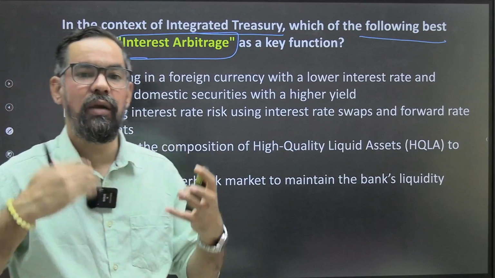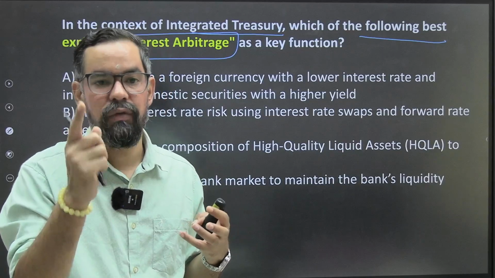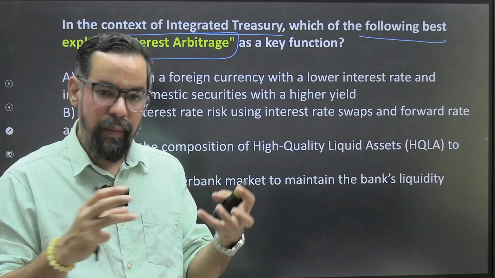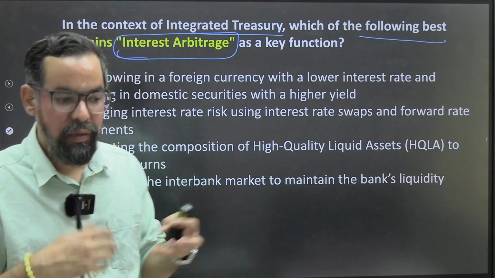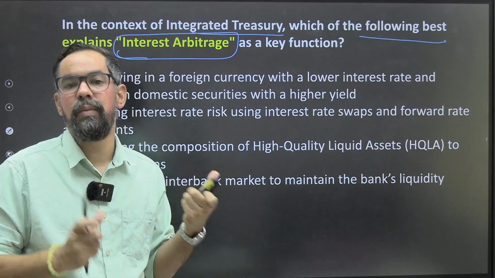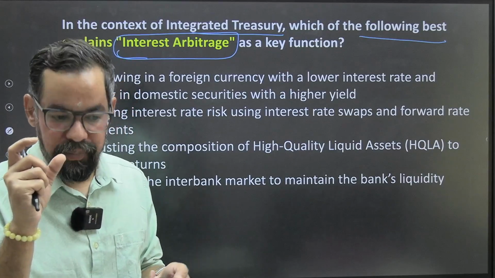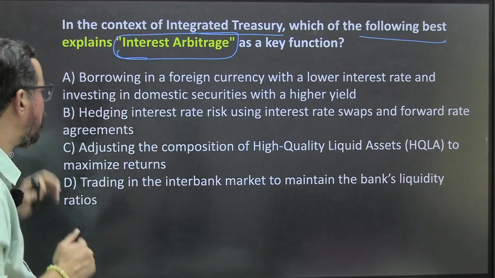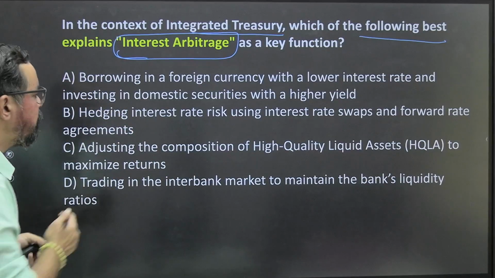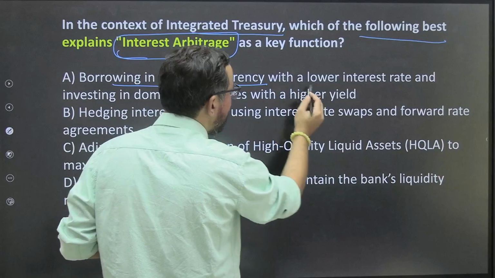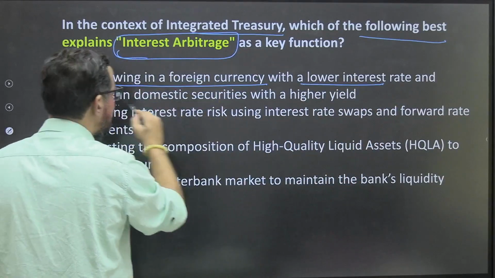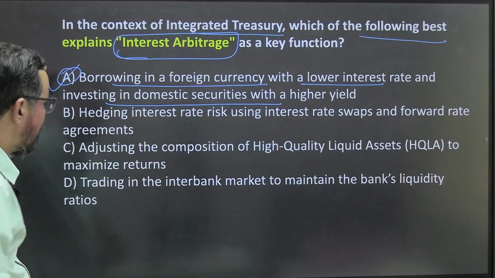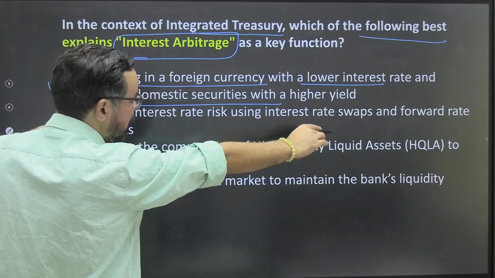If there are two currencies, like our triangular arbitrage we understood in your Module A itself, okay? Where two currencies have a gap, two currency pairs or even three currency pairs have a mismatch in their pricing and there are even two different interest rates provided by different institutions, so you can go with this. Borrowing in foreign currency with a lower interest rate and investing in domestic securities, it can be the reason. I go 100% with this. Hedging interest rate using interest rate swap, no.